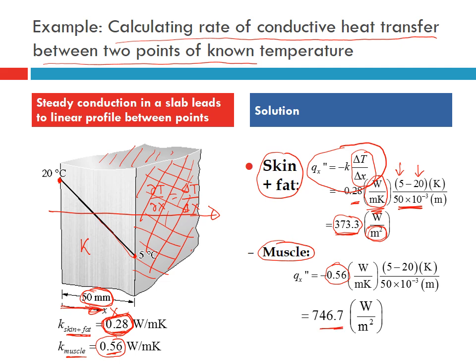Okay, so if I know temperatures at 2 points, and we happen to know that it's a straight line, so we know the gradient or the slope, then we can find heat flow. So of course, we need to know the thermal conductivity.